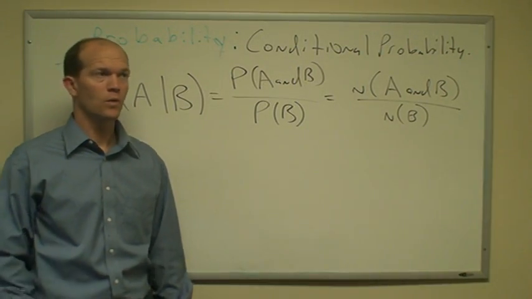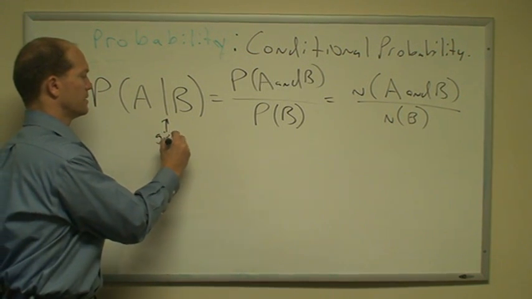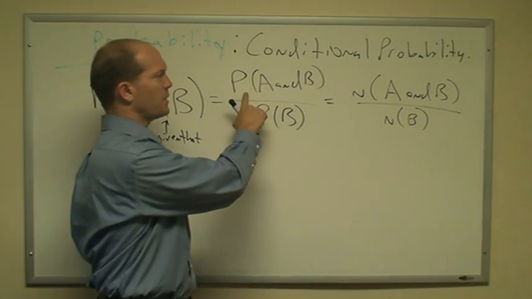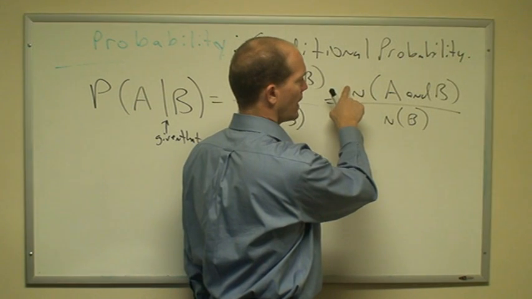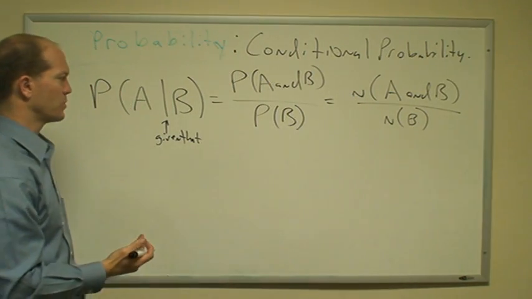To reiterate, we're going to say that the probability of event A occurring, given that an event B occurred, is given by the probability of A and B divided by the probability of B, which is also equal to the number of A and B divided by the number of B, depending on which set of information we have.